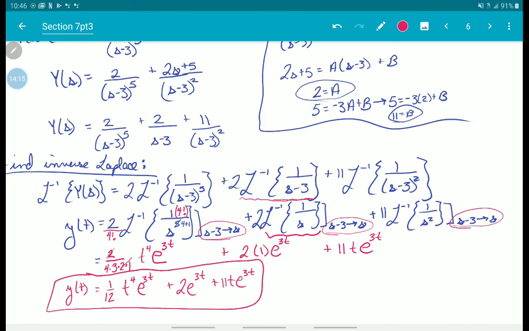Okay, notice this does give us the particular solution. We've talked about that before because it uses those initial conditions in the beginning when we find the Laplace of y double prime and the Laplace of y prime. So there's our final answer.